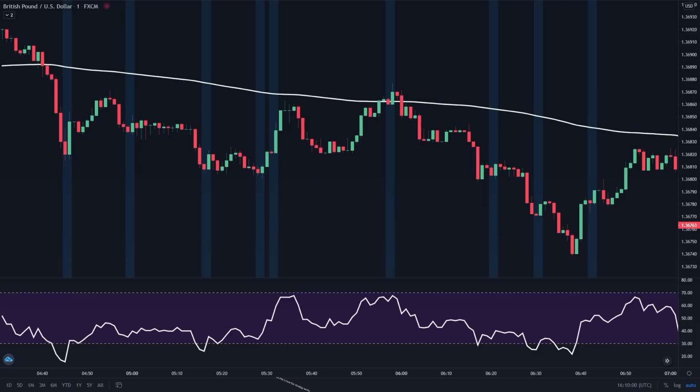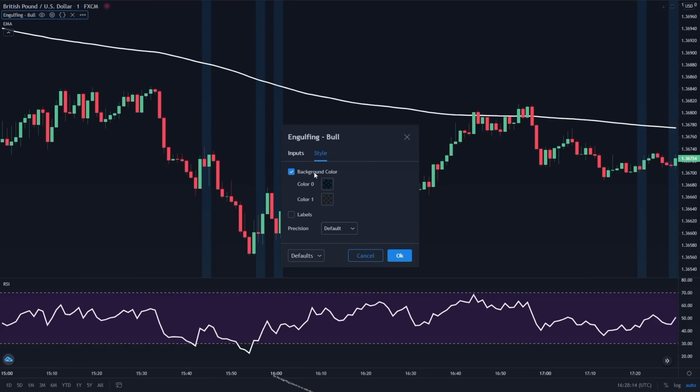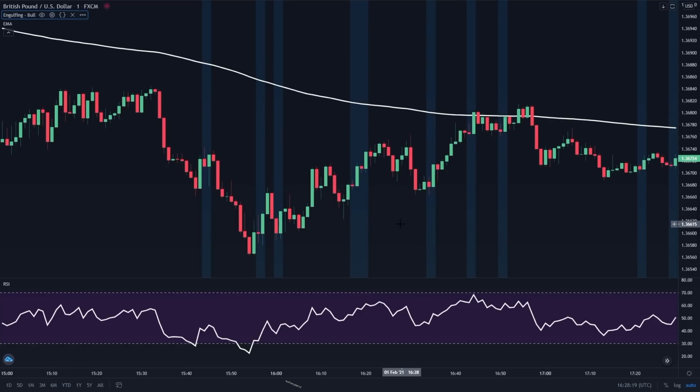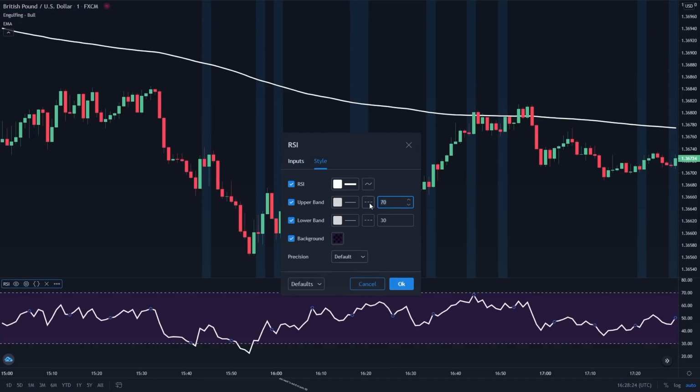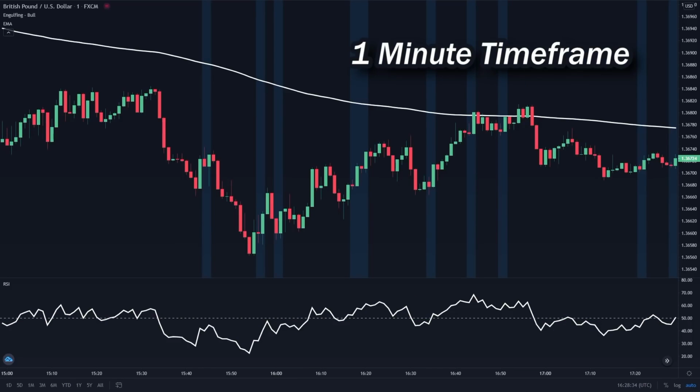So this is how this strategy works. First, you need to change the settings for the engulfing pattern to no detection. Next, for your RSI, you want to set it at both 50. So now you have a signal line in the middle of the RSI. Next, I'm using the 1-minute time frame.